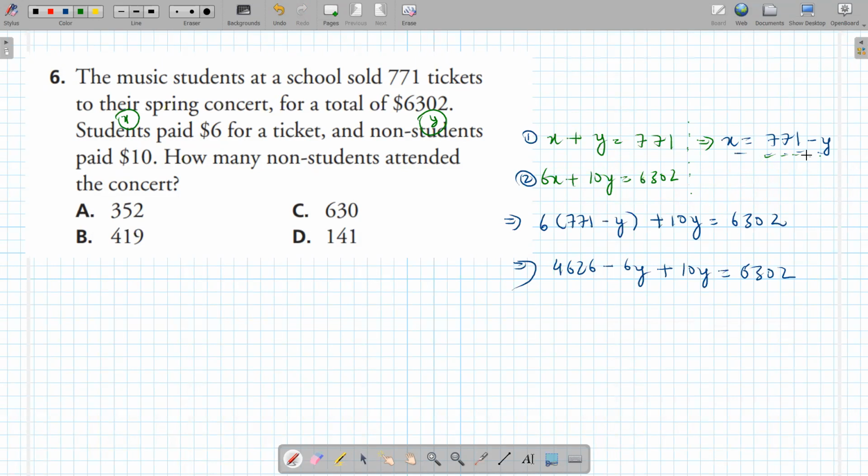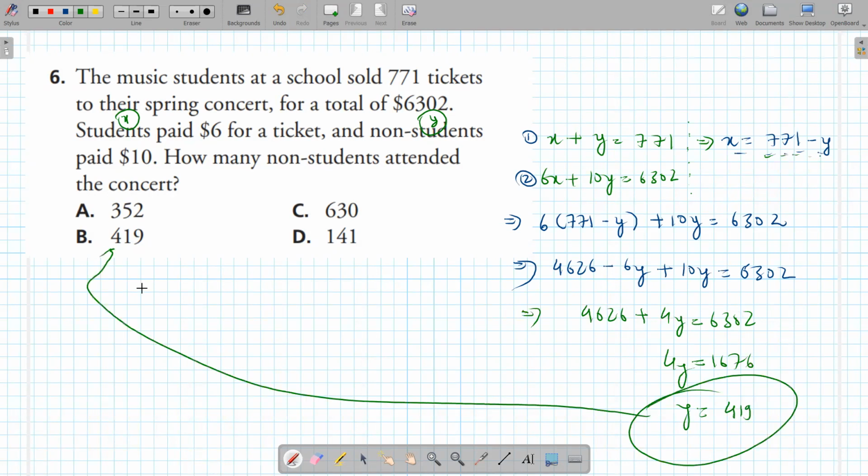To do elimination, you'd have to multiply equation 1 by 6 so that we can cancel out the x's, or multiply equation 1 by 10 and subtract so we can cancel out the y's. Here, 6y and 10y are like terms, so we add them up, subtract 4626, which is 1676. So 1676 divided by 4 is our final answer, which is 419. Therefore the number of non-students, which is our y, is 419, option B.